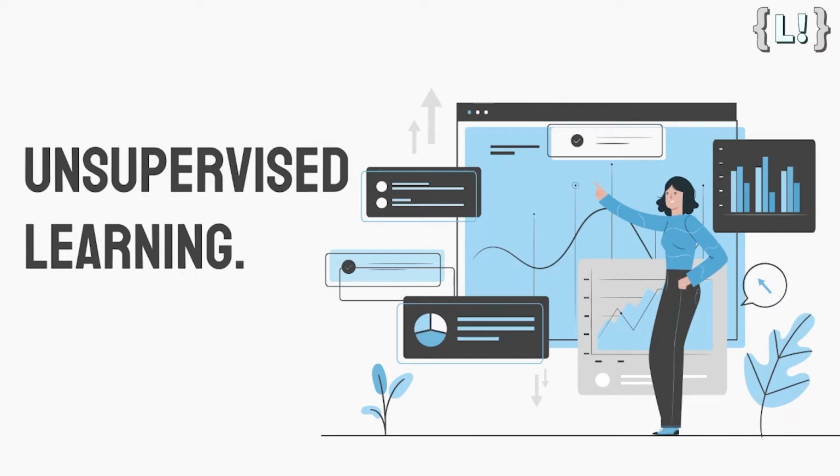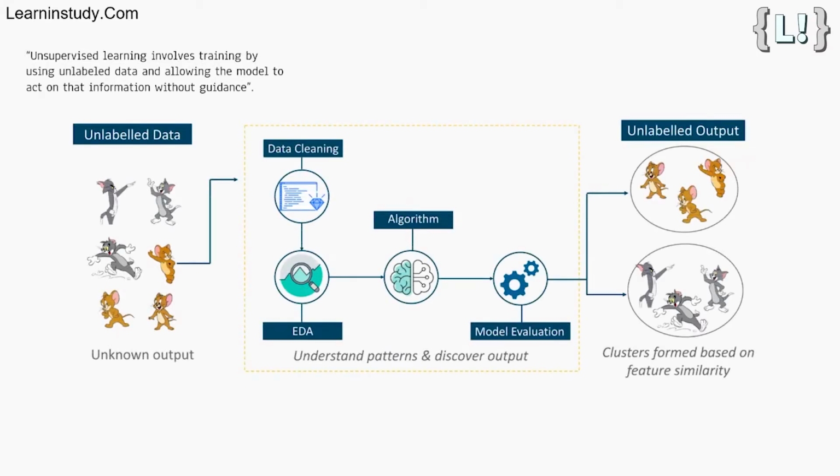This is an introductory course on machine learning. Today we will be talking about the machine learning type that is unsupervised learning. Let's start with that. Unsupervised learning involves training by using unlabeled data and allowing the model to act on that information without guidance. Think of unsupervised learning as a smart kid that learns without any guidance.